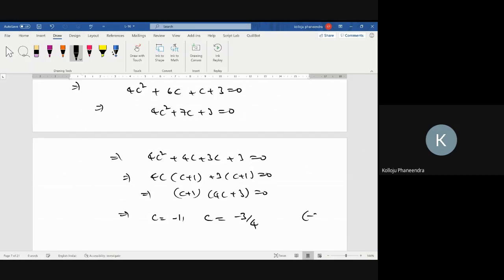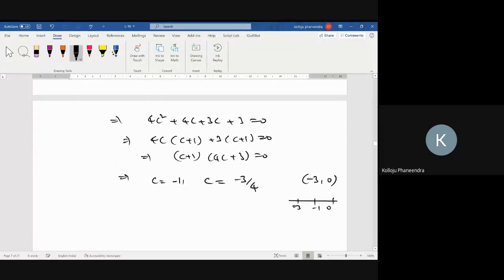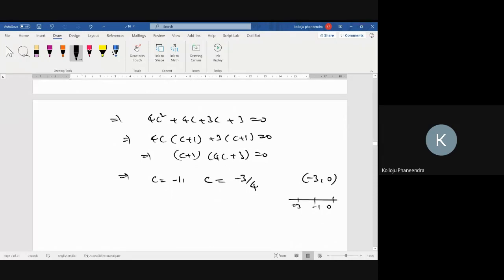And what is our interval? Minus 3 comma 0. So this is minus 3 and this is 0. Minus 1 will be there and minus 3 by 4 also there, right? Therefore, both belong to this interval, minus 3 comma 0. So Rolle's theorem is verified.